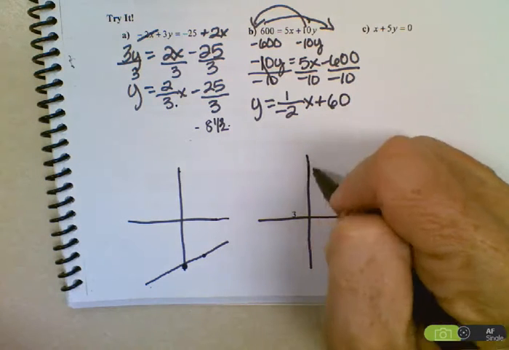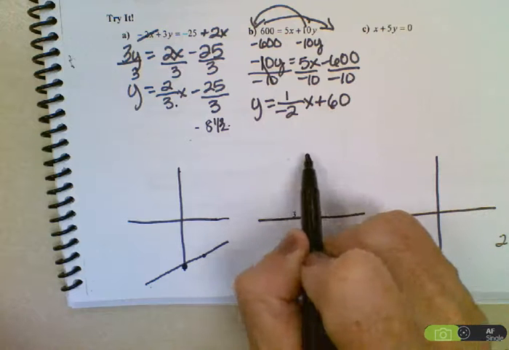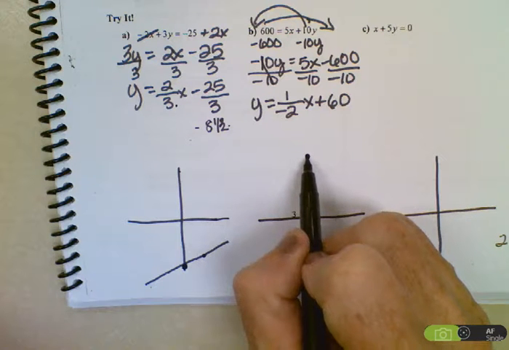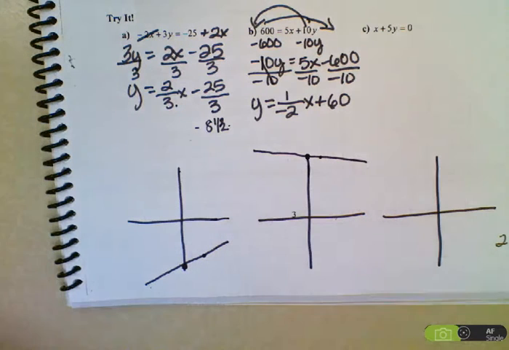So that number would be way up here somewhere, and that's going to be a downhill line because that slope is negative, and you're going to go down 1 over 2. So it's going to be a really shallow flat line like that.